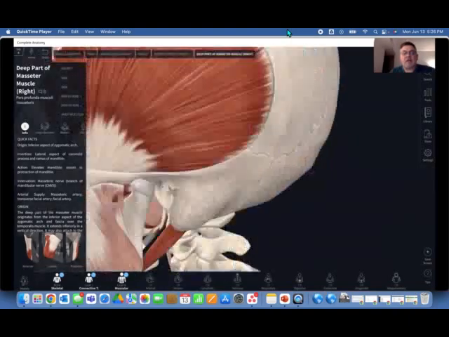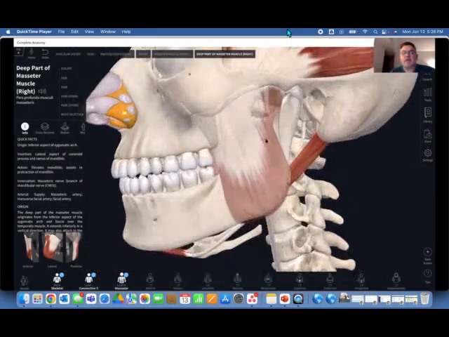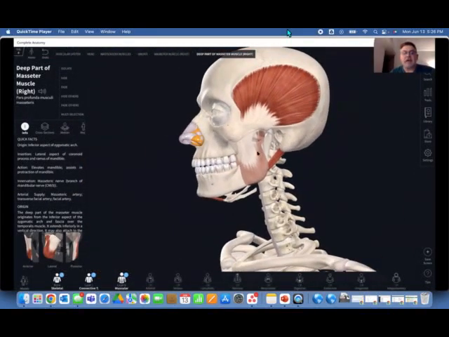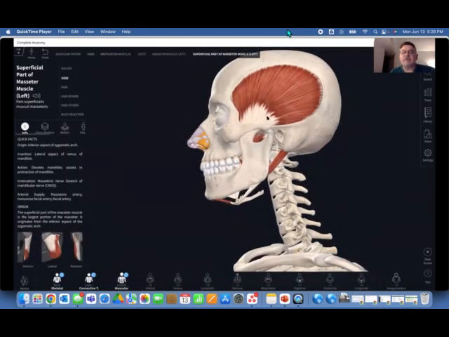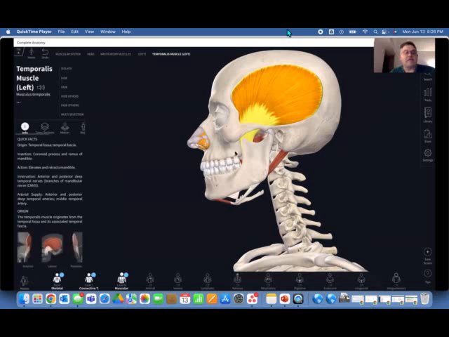So let's come back to this side. Let's go ahead and hide that now. So that will bring us to the temporalis. Here our origin is the temporal fossa and the temporal fascia itself. The insertion is into the coronoid process and the ramus of the mandible.